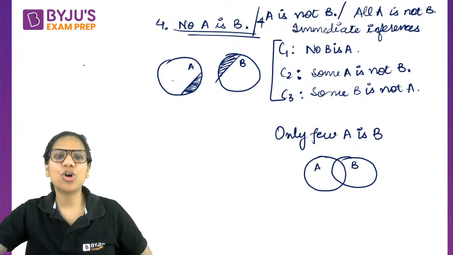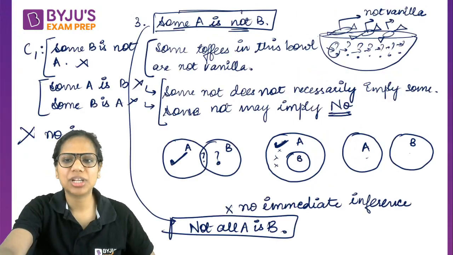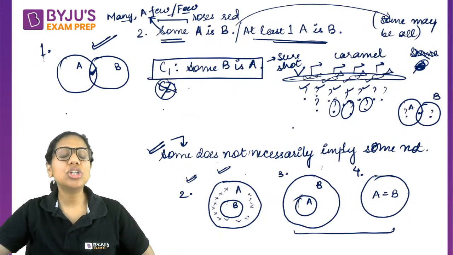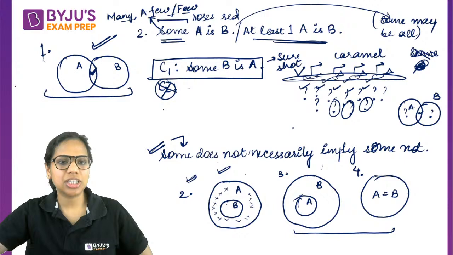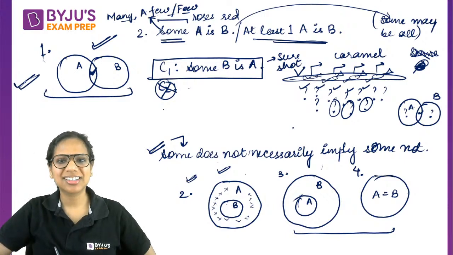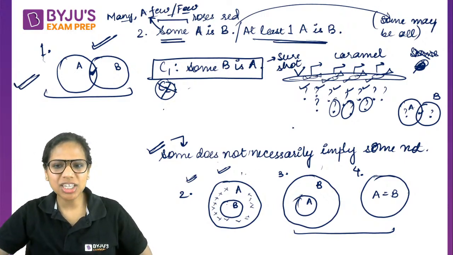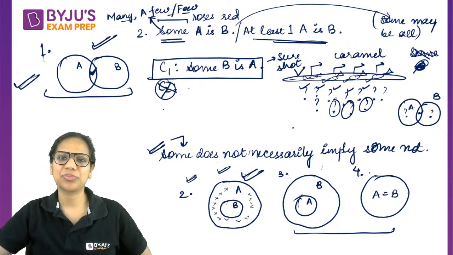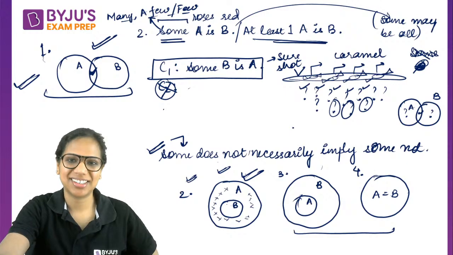Okay, I cannot draw this diagram here. So we saw 4 diagrams for some, right? We saw 4 diagrams for some. So when I say only few A is B, this diagram will be true, okay? And which other diagram will be true? This one will be true. These two will not come. These two diagrams won't come when I say only few. Remember that, right?